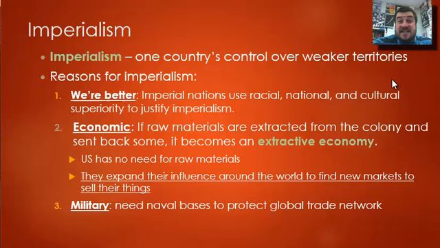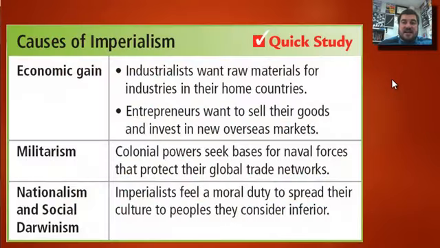And then the third reason is military in nature, because we need naval bases, and places to put naval bases around the world to protect our global trade network. So here is a quick study chart of the causes of imperialism.